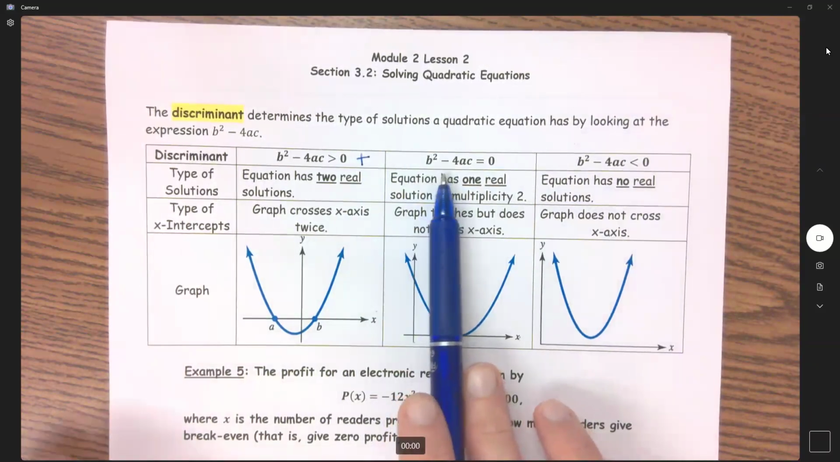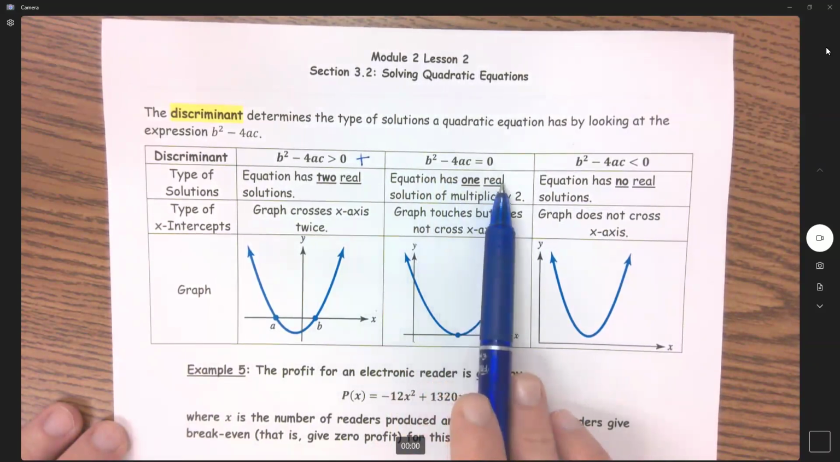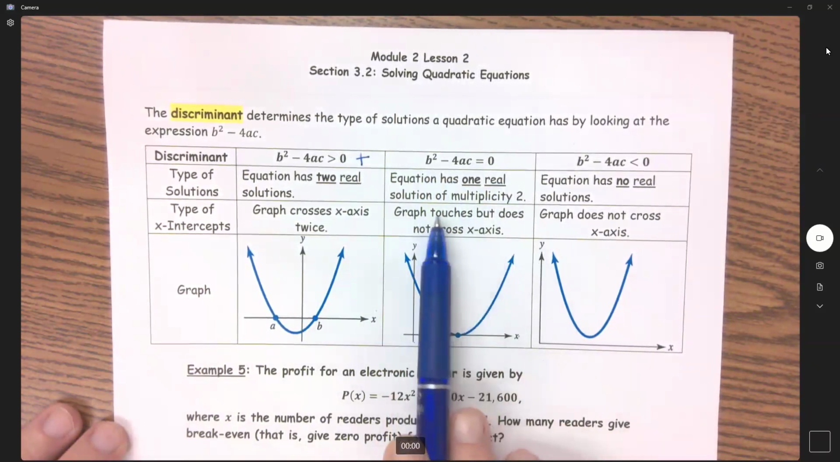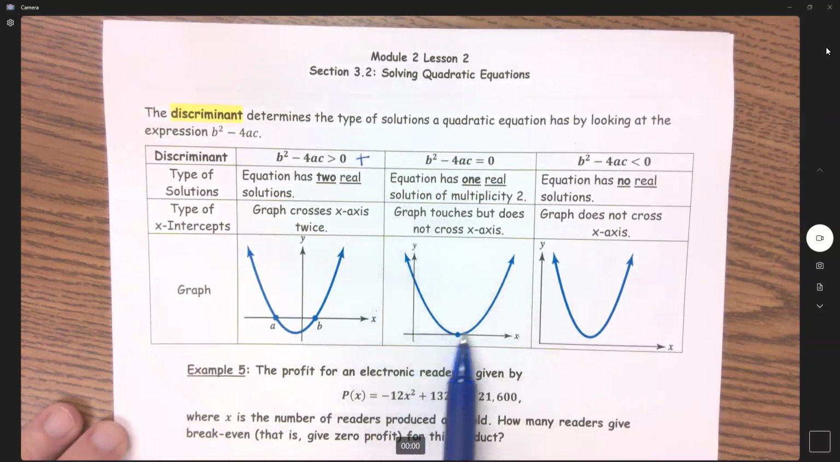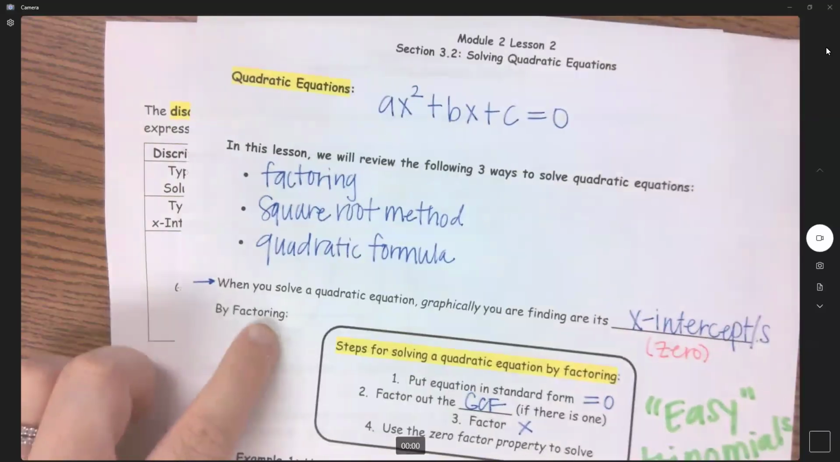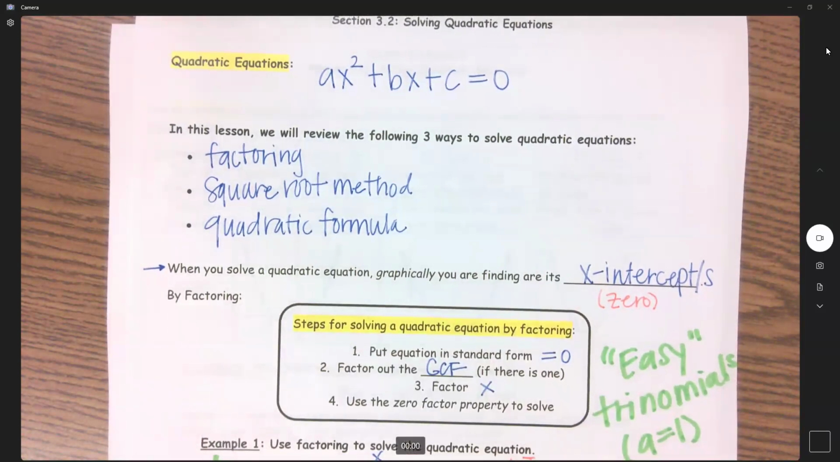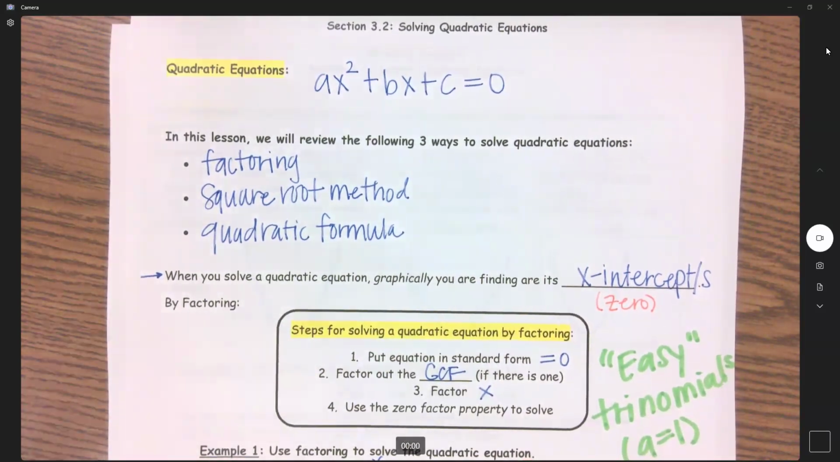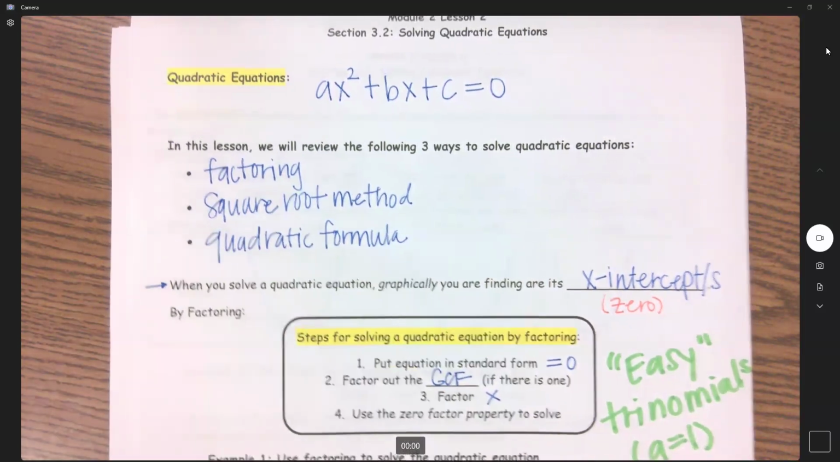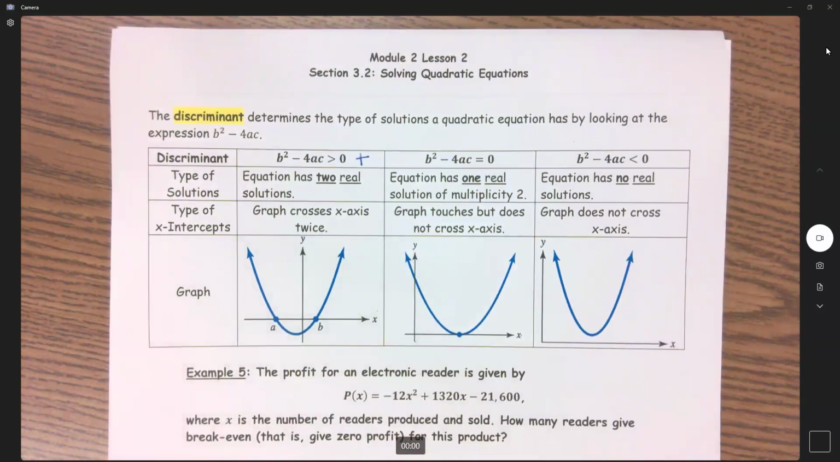If my b squared minus 4ac equals 0, then that means it has only one solution, which means it doesn't cross through the x-axis, it just touches. And so basically what that means is that the vertex is the x-intercept. And so that's why, when we're solving quadratic equations graphically, you are finding its x-intercept or intercepts. More times than not, we're going to get two x-intercepts because it's an x squared. But it is possible that the vertex is the x-intercept. And so then it's not even going to cross it, it's going to just touch it in that one spot.